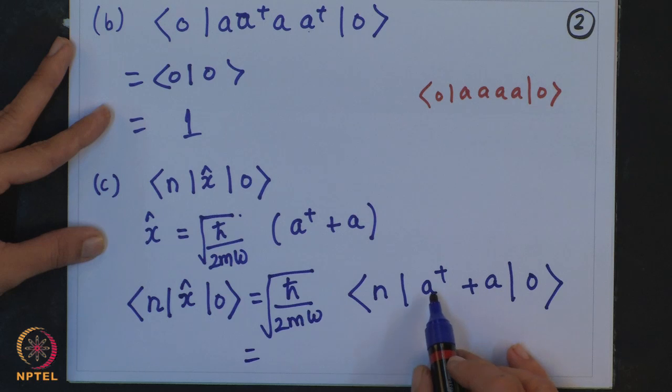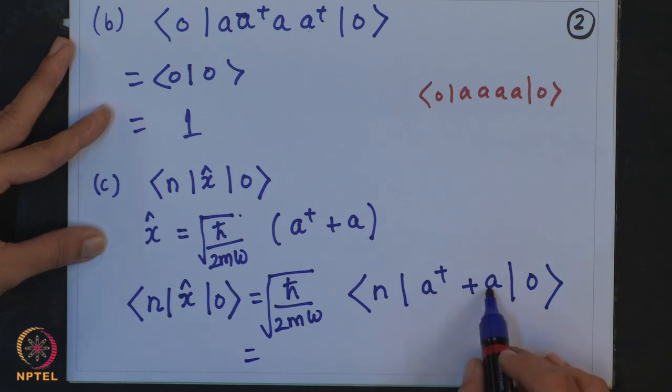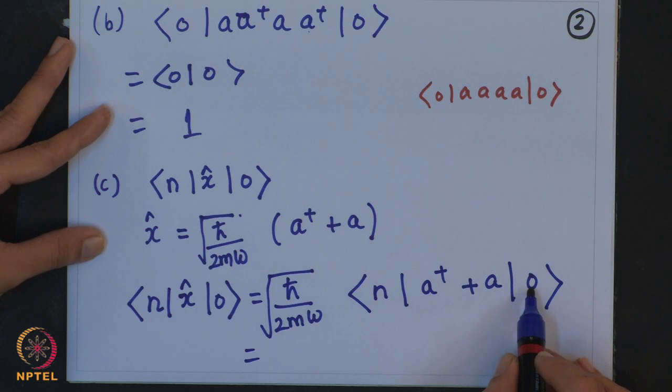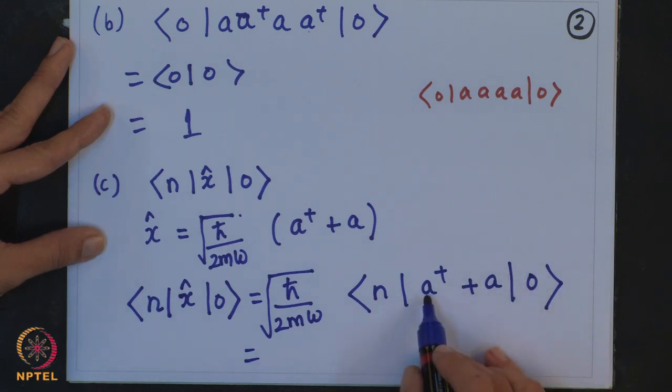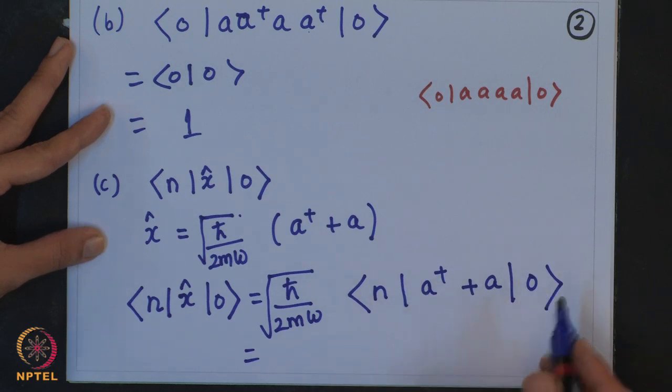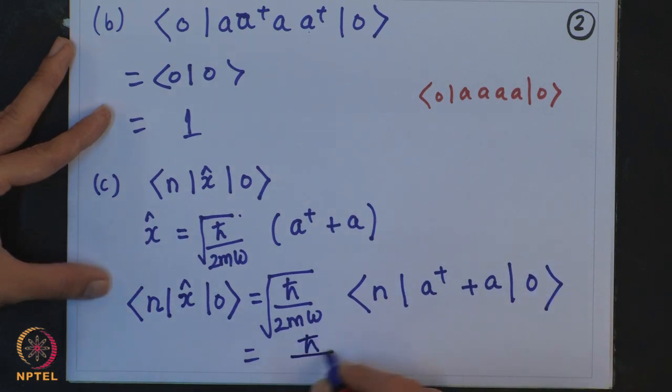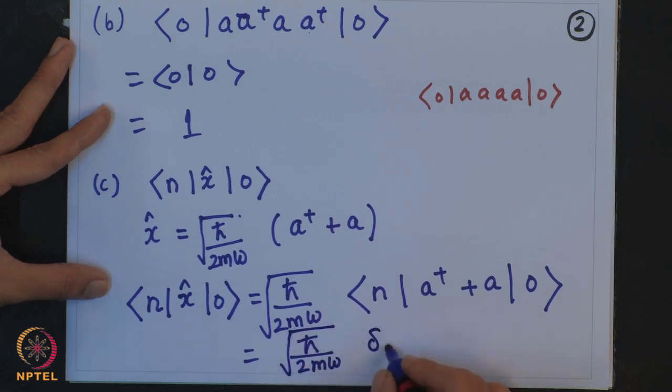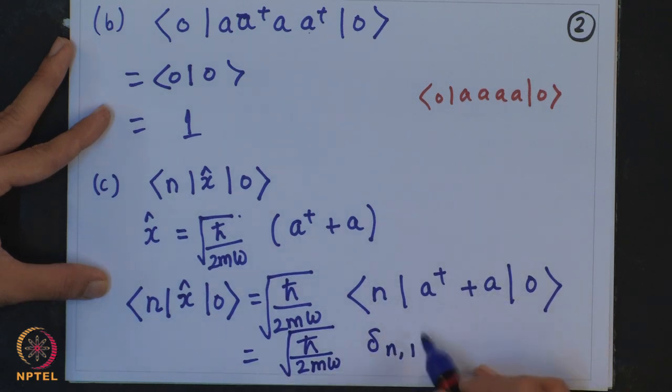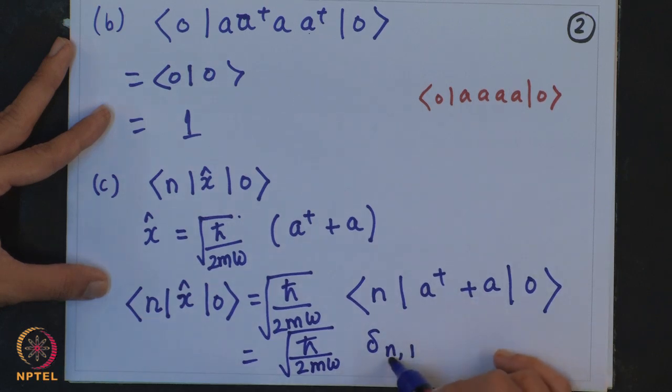This you can easily see: when you operate a on 0, you will get 0, so this term will not contribute. This term will give you the next excited state. So, your answer would be delta n comma 1, because if n is 1, then you will have a non-zero result, you will get 1. If n is any other number except 1, then you will have a 0 result.